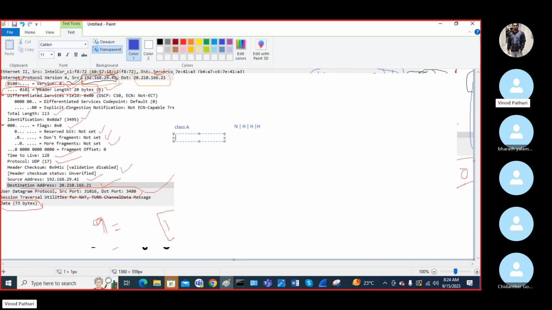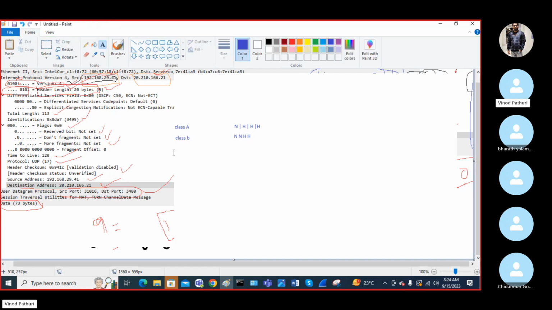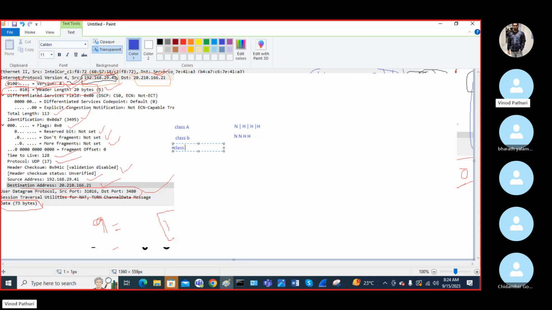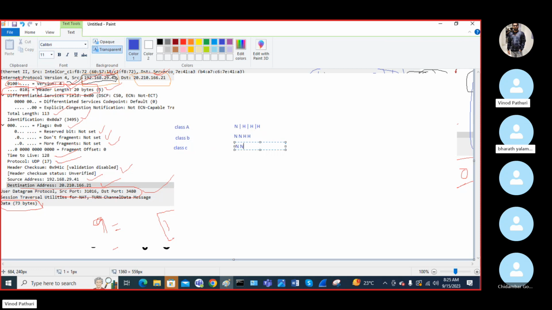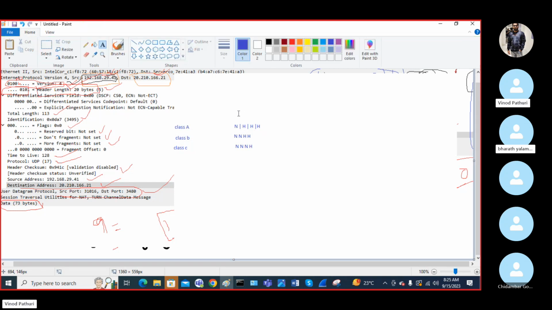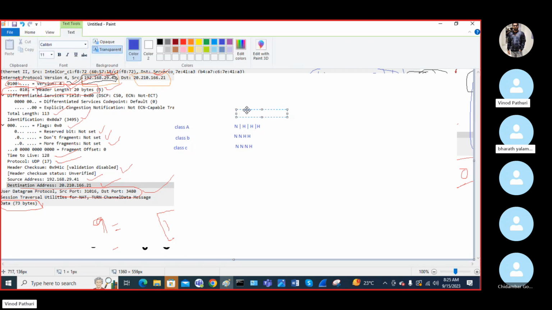So class B has two networks and two hosts. And class C is three networks, right? Network and host. Okay, so here you have this value, and just calculate your network part here. That's it.